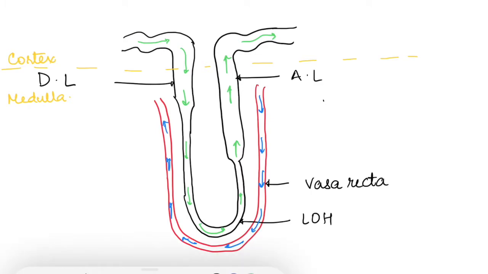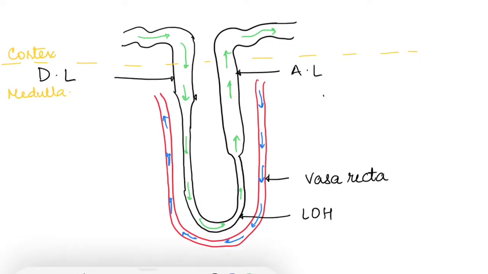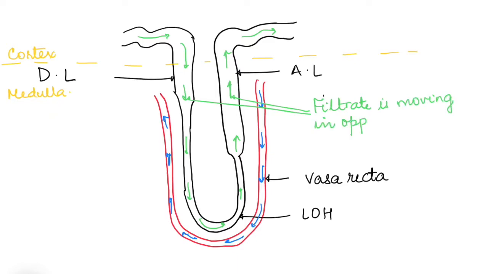So now if we compare the movement of these substances, that is the filtrate and the blood, we can see here that the filtrate moves in opposite directions in the descending limb and the ascending limb. So it's going down in the descending limb and then coming up in the ascending limb. So they are opposite to each other here.